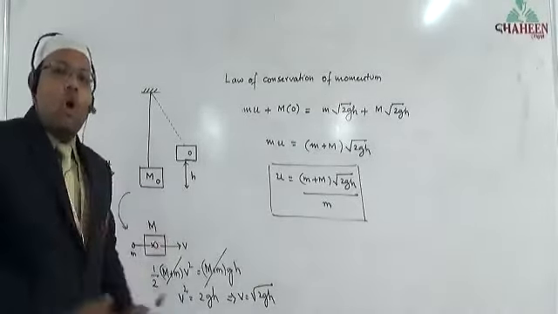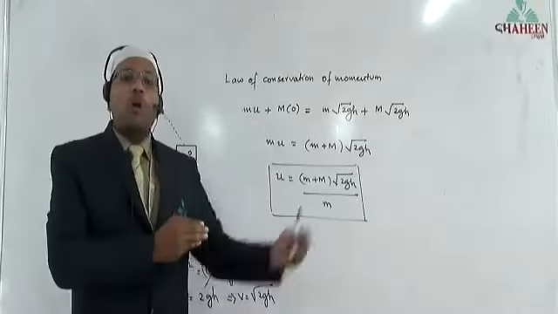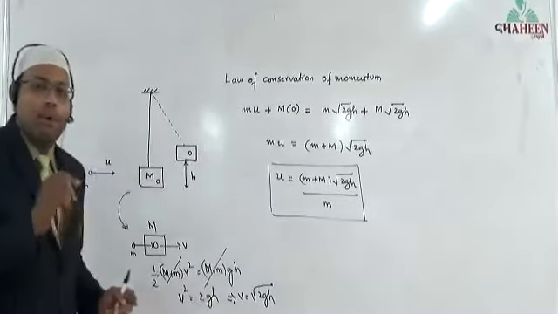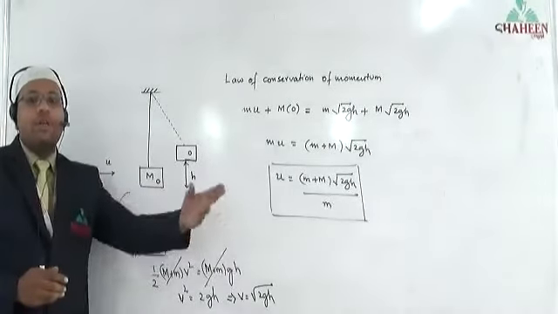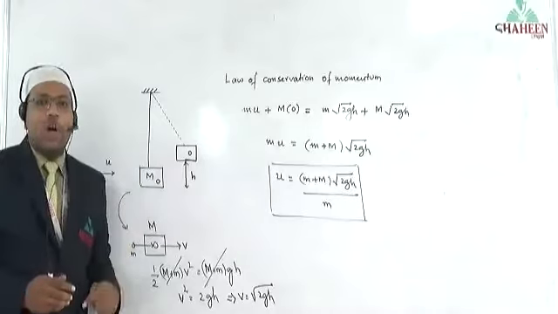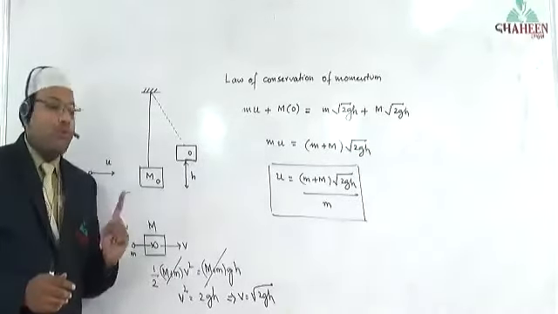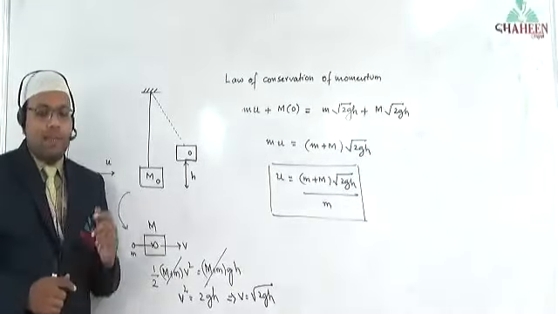So if only the block is rising up, and the bullet has left the block after striking it, after colliding with it, what do you have to take in place of M plus m? What will you write? Tell me the answer.